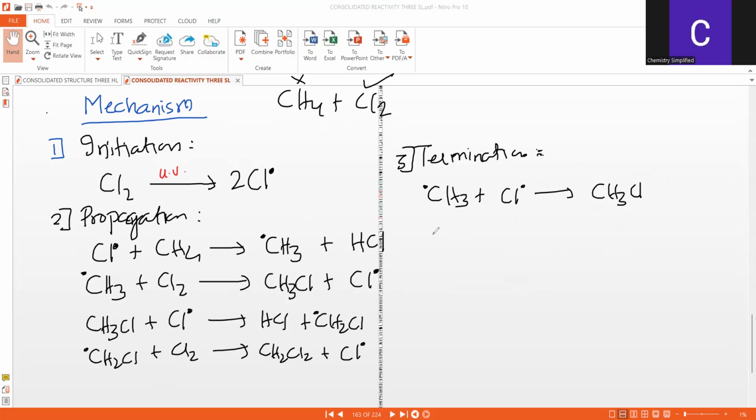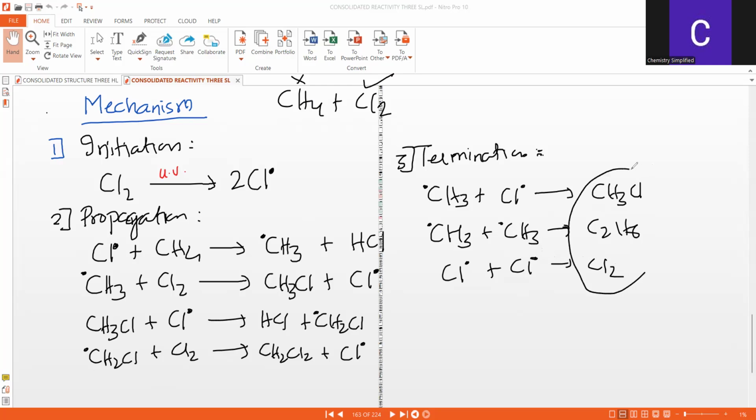Similarly, there are other combinations of free radicals colliding with each other. I can take CH3 and another CH3. That will give you C2H6. I can also take Cl plus Cl, giving you Cl2. So these are the termination steps. These are the products which will not react further unless another free radical attacks them. Then they will continue to react. But the product by itself will not continue the reaction unless it is attacked by another free radical.